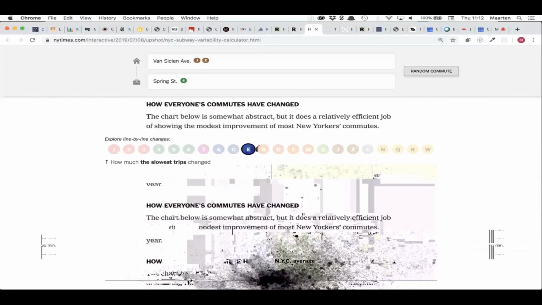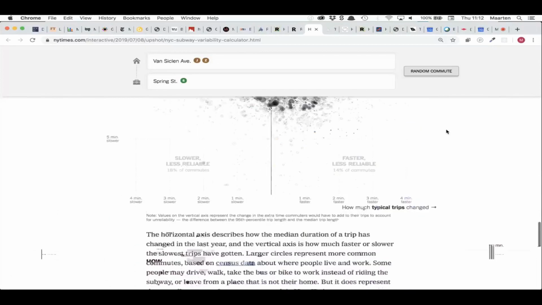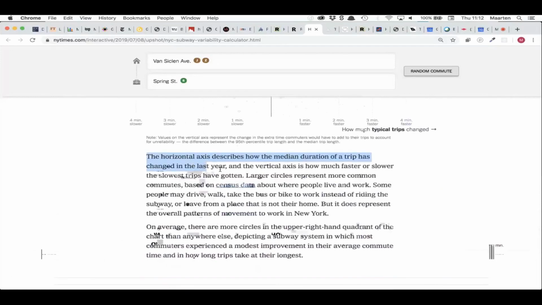The text here says the chart below is somewhat abstract, but it does a relatively efficient job of showing the modest improvement of New Yorkers' commutes. And at the bottom here, there's a whole explanation about the horizontal axis and the vertical axis. So this is the how to read this chart technique that you can use to introduce lesser known chart types.